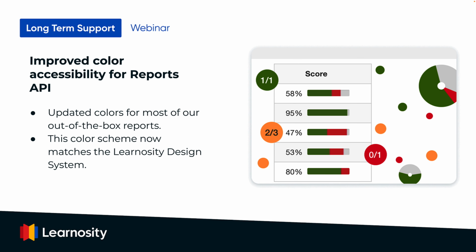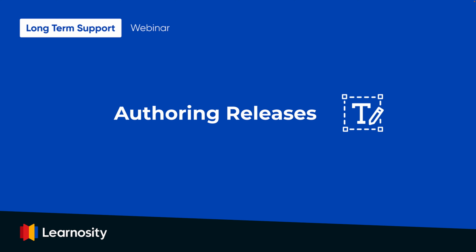To make our Reports API more perceivable for users with visual impairments, we've updated the colors for most of our out-of-the-box reports. This color scheme now matches the Learnosity design system. Next up, let's take a look at the latest in authoring.